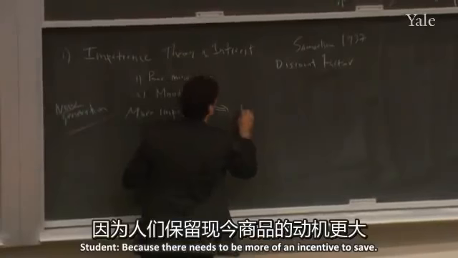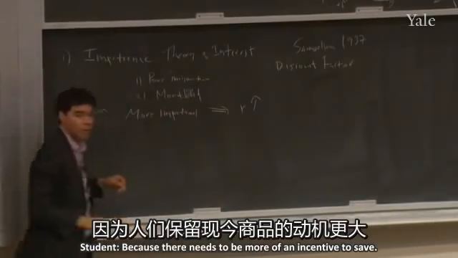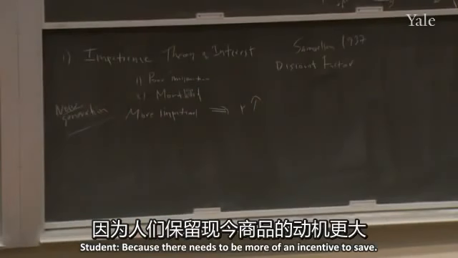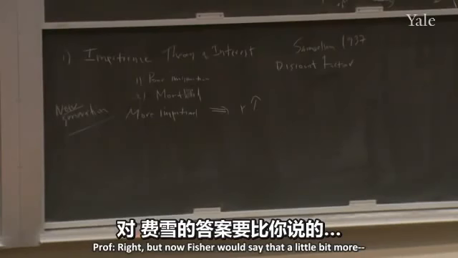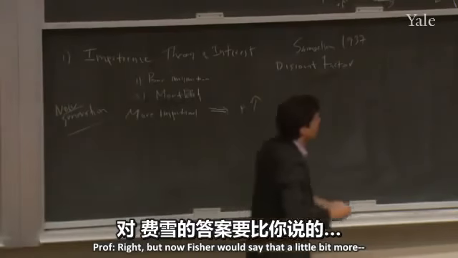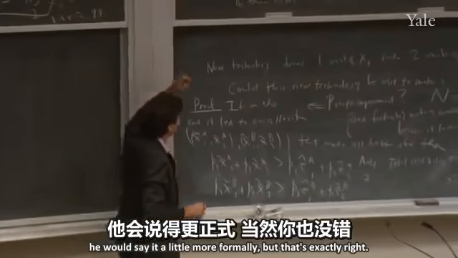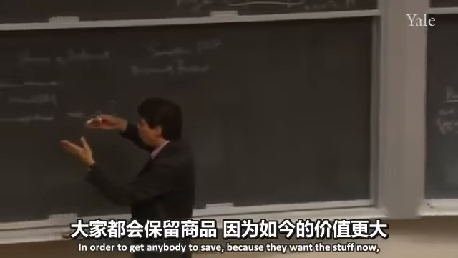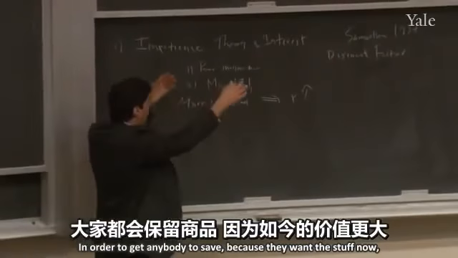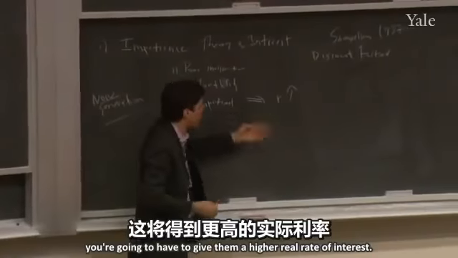That's correct. Why does it go up? Because there needs to be more of an incentive to save for tomorrow. Right. Now Fisher would say it a little more formally, but that's exactly right. In order to get anybody to save, because they want the stuff now, you're going to have to give them a higher real rate of interest.